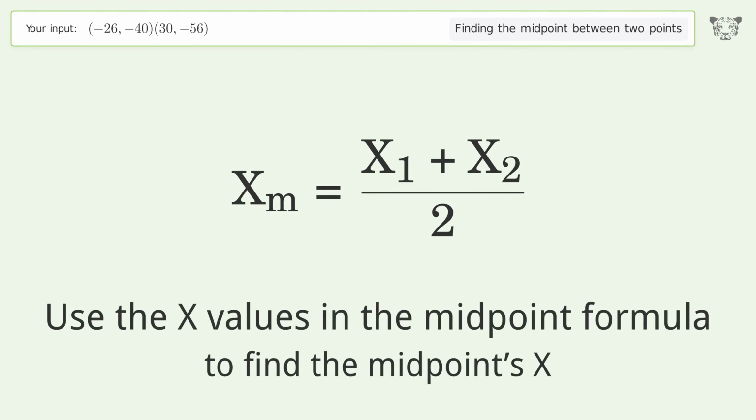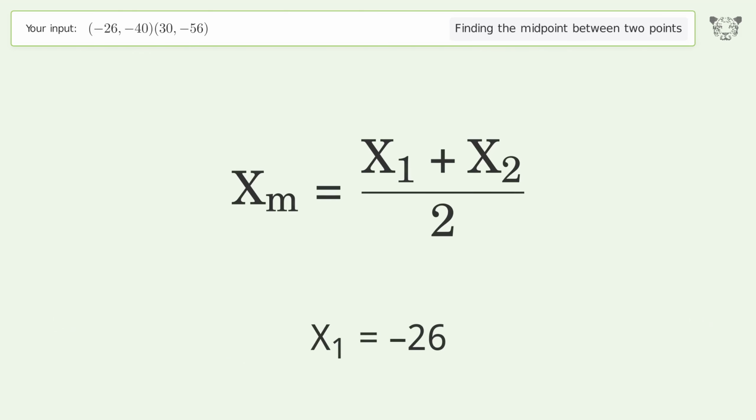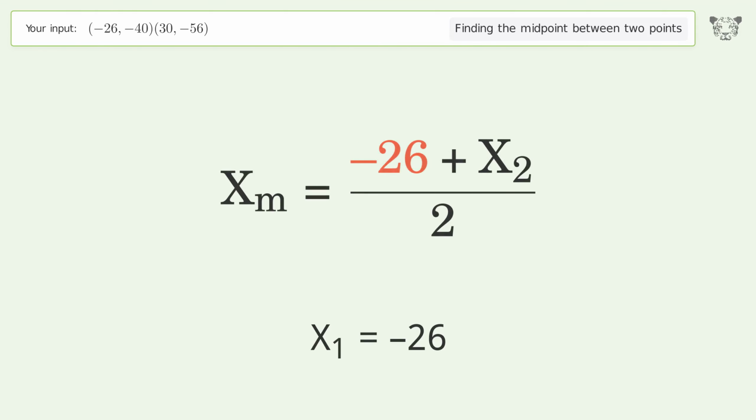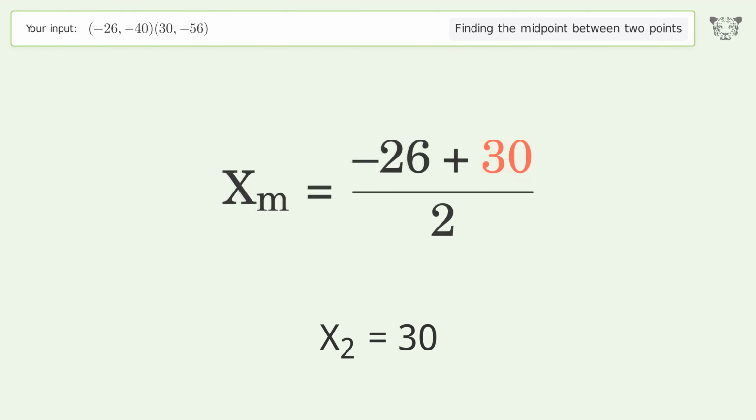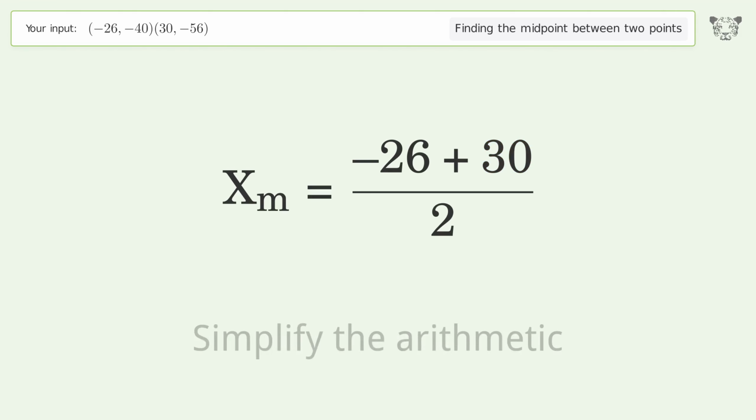Use the x values in the midpoint formula to find the midpoint's x. x1 equals -26. x2 equals 30. Simplify the arithmetic.